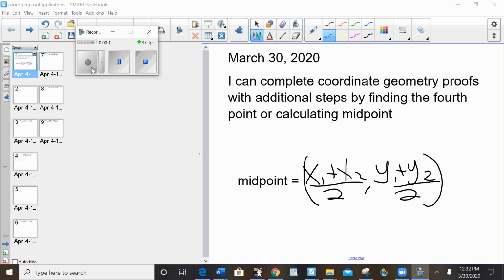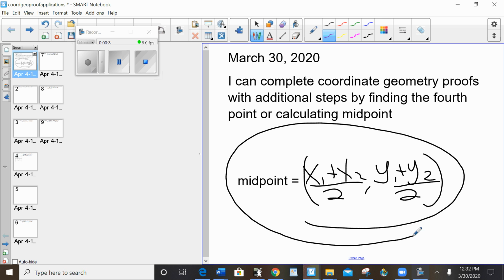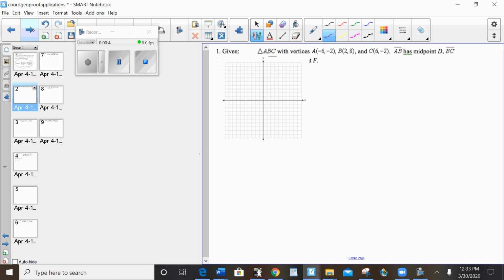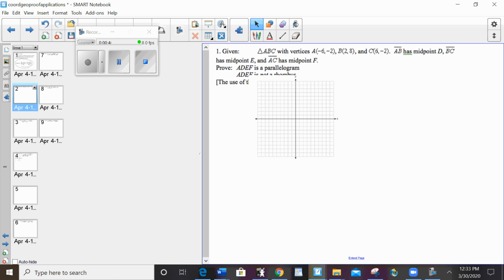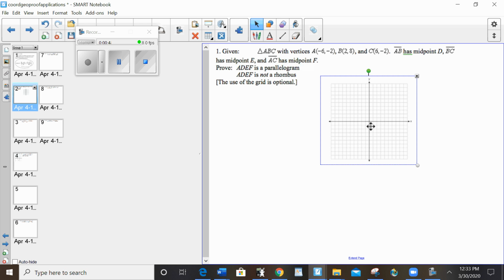There's pretty much two different types of questions in this packet that we're going to go over. Midpoint we're going to be utilizing, so I kind of gave you the midpoint formula here. You've seen this before, but again, it's going to come up, so I want to make sure that you have that. It's going to basically combine what we just did with creating parallelograms with what we did before, the coordinate geometry proofs. So we're going to focus today on the midpoint ones.